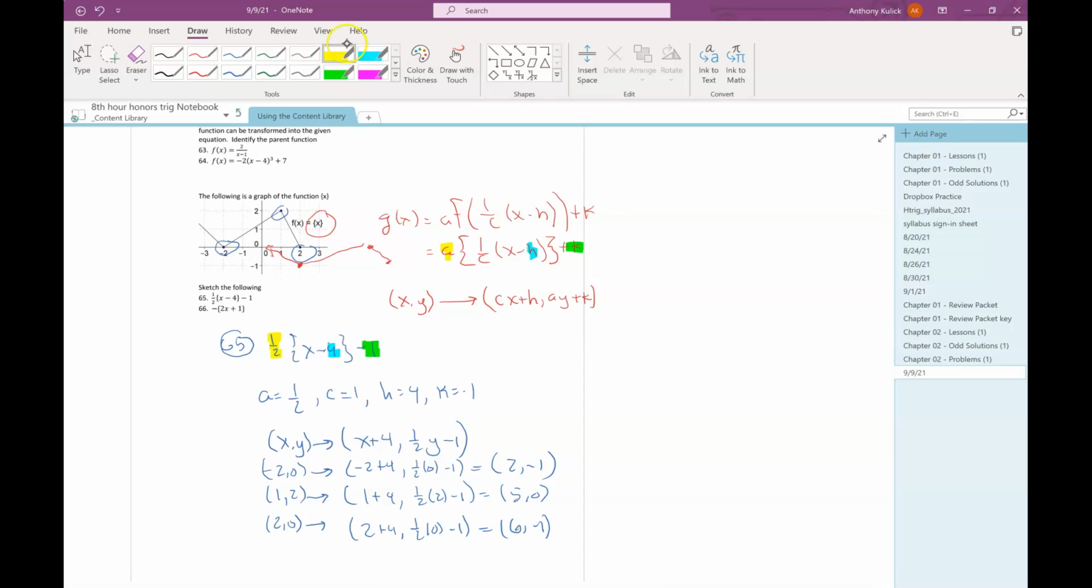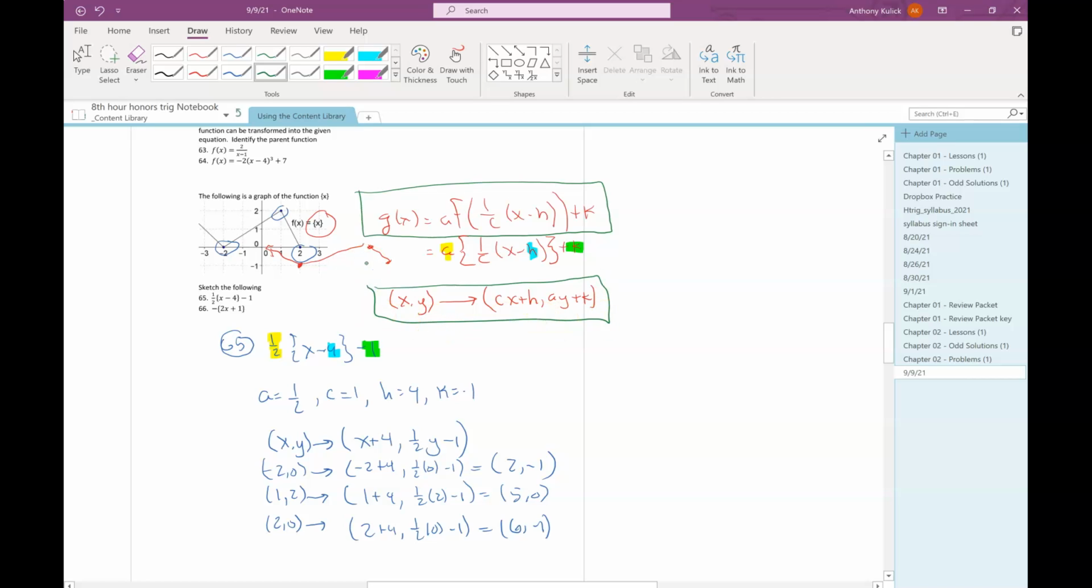So again, for your test or whatever, these two things will likely be quite useful for you in order to peel off the values for A, C, H, and K, and then how to transform your points.